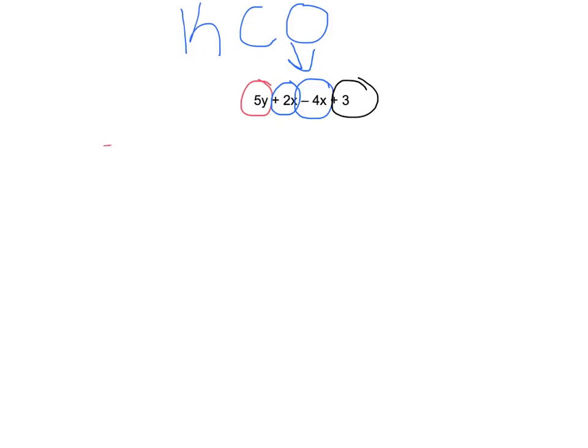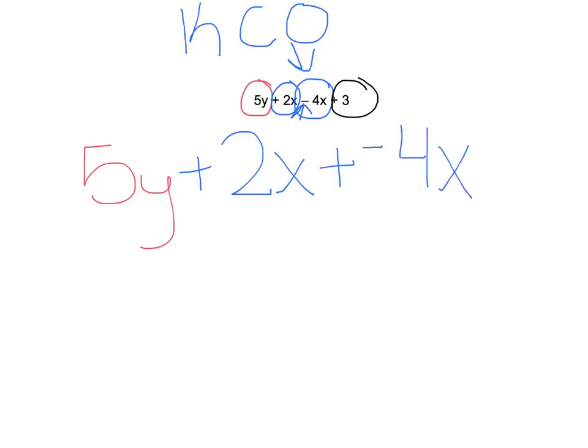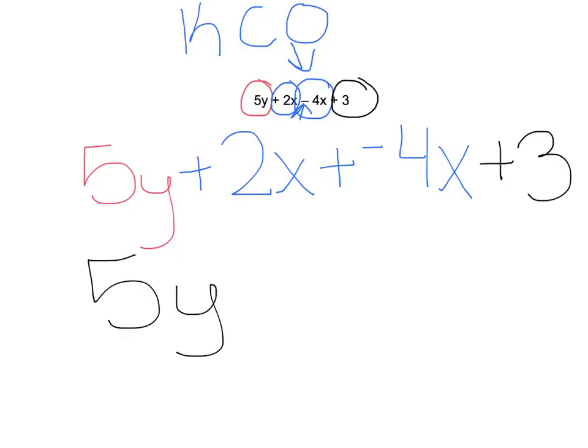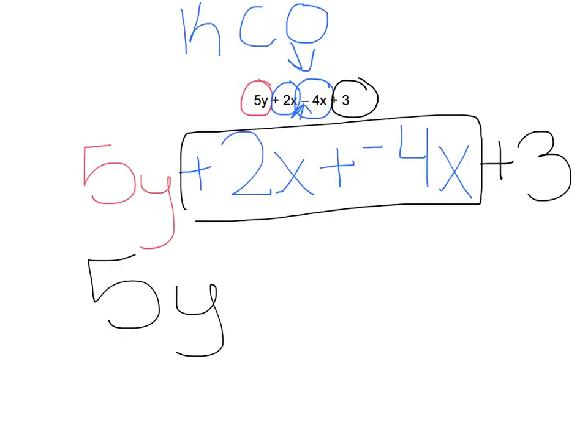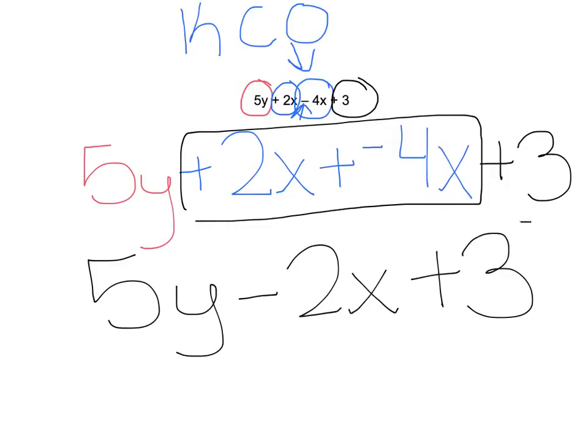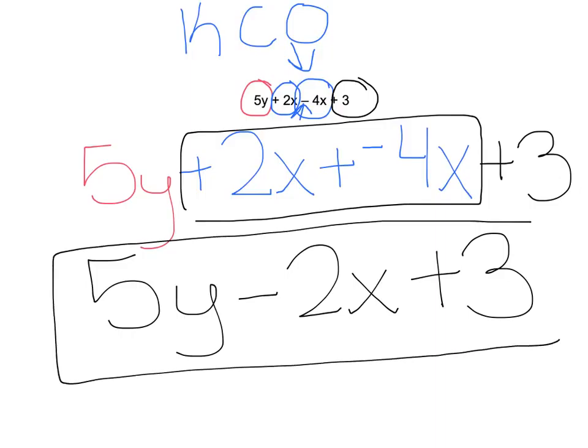So I'm going to rewrite it as 5y plus 2x. I'm going to keep the 2x, change the subtraction to a positive, and take the opposite of 4x. Then plus 3. 5y stays the same. 2x plus a negative 4x is negative 2x plus 3. I have no more like terms, so this is your final answer.